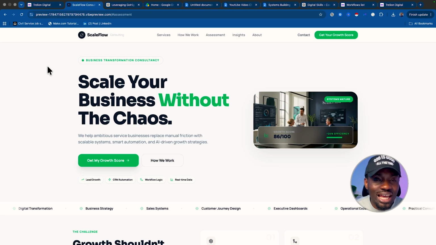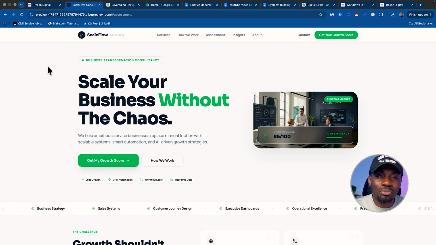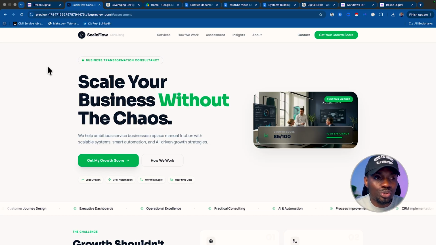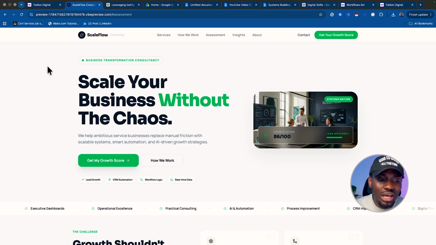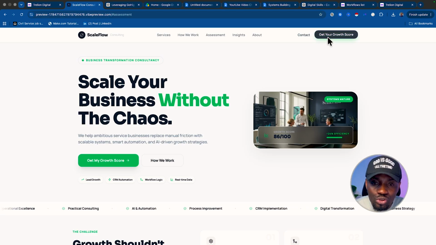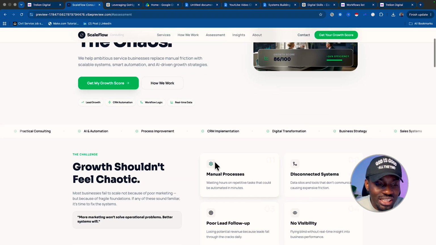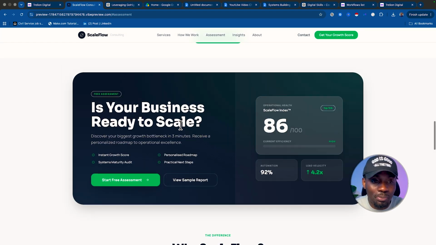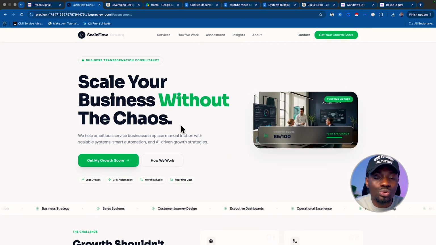Looking at this website, it's for the consulting company Scale Flow Labs. We've already built the website. We now need to connect our growth score to it, so that if they click assessment, it gives them an overview and tells them to start their free assessment. We haven't connected it yet because we're yet to build the assessment portal. So we're going to build the assessment portal and then connect it to this website.